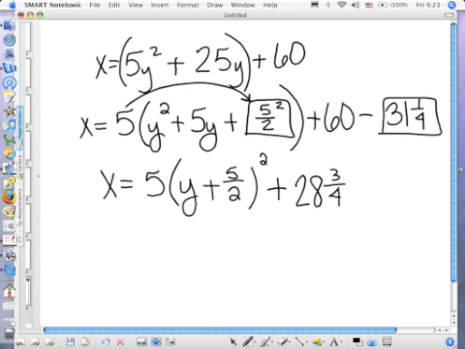All right, so how does it open? To the right. What's the vertex? 28 3/4, negative 5/2. Very good. All right, now the last one threw a negative in there. That probably messed you up. But it's okay. Don't overthink it. Just keep doing the same process over and over again. Okay?